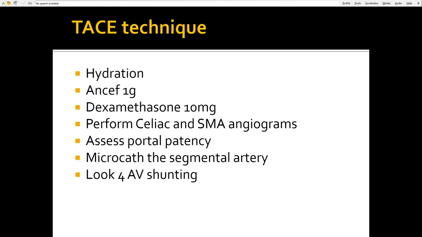So a little bit about the technique. You want to keep the patient hydrated. That's key. In general, we give them a gram of Ancef. Sometimes you could use some steroids to help decrease some of the inflammation. You basically do a conventional angiogram, which I'm sure many of you have seen before. I would typically start with an SMA run. Look for any variant anatomy. Do they have a replaced right hepatic? And then you carry it out to the portal venous phase, make sure it's patent, and then you can do your celiac runs and evaluate the hepatic anatomy and figure out where a good place to treat is. And use your microcatheters as you need. And again, always keep in mind to look for AV shunting because sometimes it could be subtle.